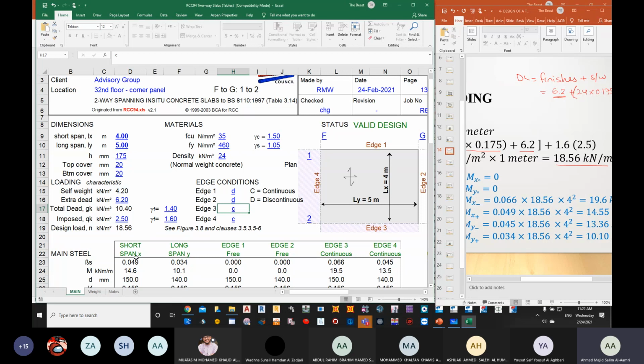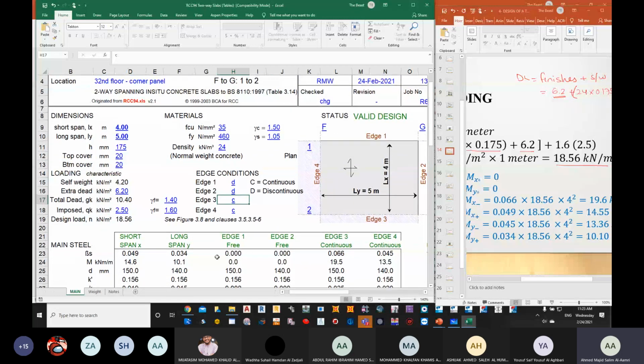Now you can see that whenever the Excel talks about x, the short span, dx is equal to 150, and your long span, which is y, is equal to 140. Edge number 1 and edge number 3 are connected to x. So for both 1 and 3, you will see that they are using dx only, 150 and 150. Y is going to be connected to edge 2 and edge 4. So these are connected to dy, and dy is 140 and 140.